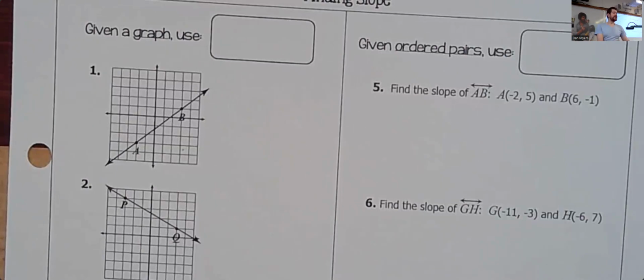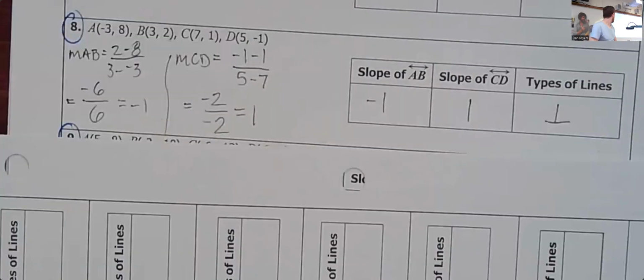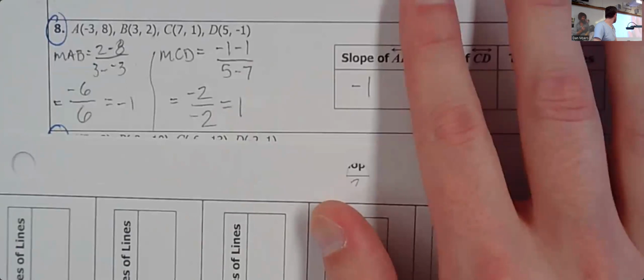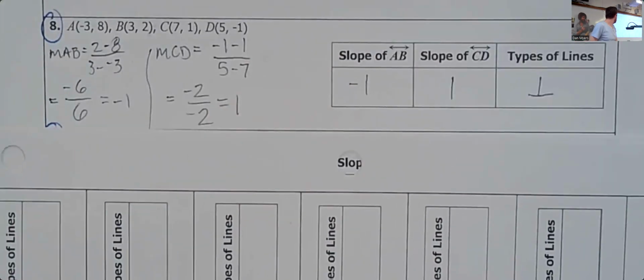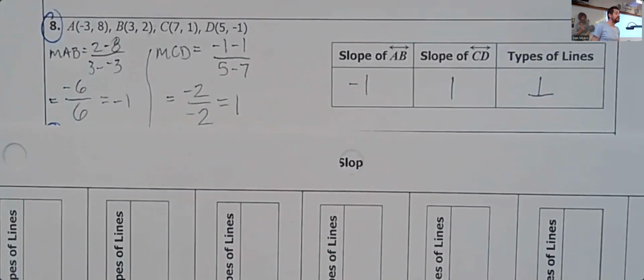Okay, here we go. Let's take a look with problem number 8. Here we are. So number 8. There it is. Take a look. Slope of AB is -1. Slope of CD is +1. 1 and -1 would be opposite reciprocals of one another. Therefore, they are perpendicular for number 8.